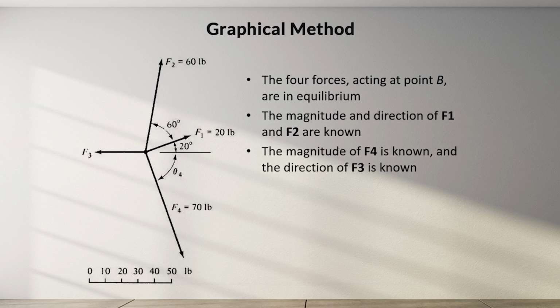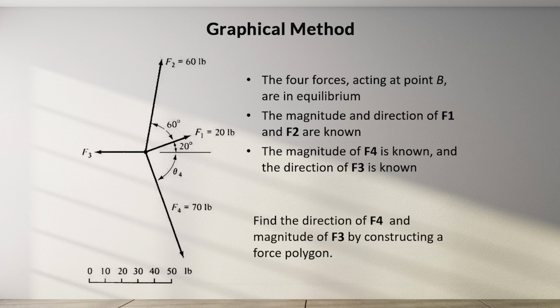The magnitude of F4 is known, which is 70 pounds. F3 is unknown, but the direction of F3 is known, which is 180 degrees. Find the direction of F4 and magnitude of F3 by constructing a force polygon.